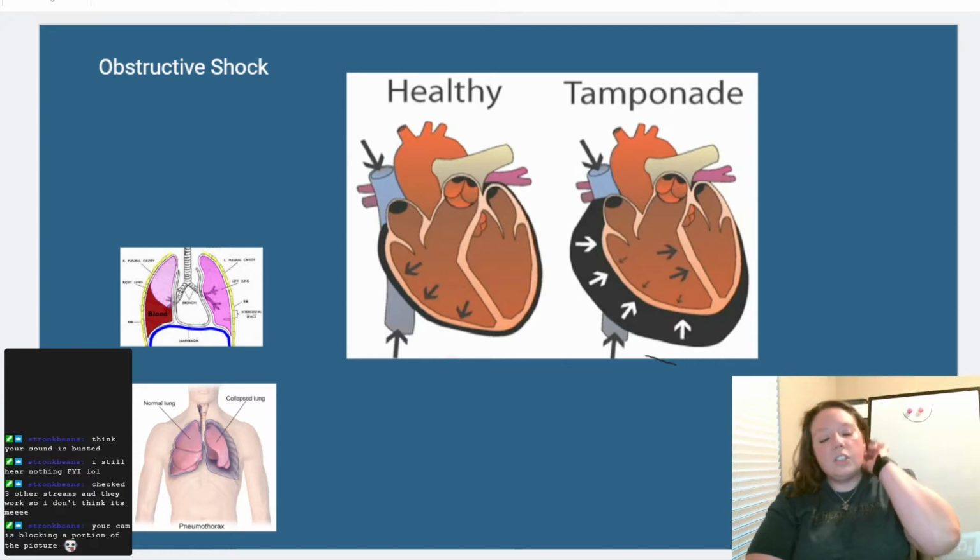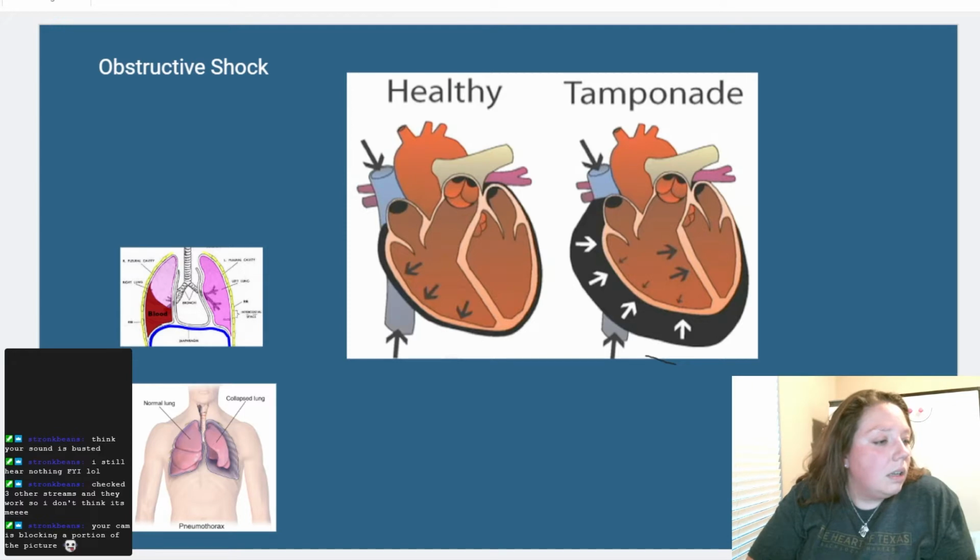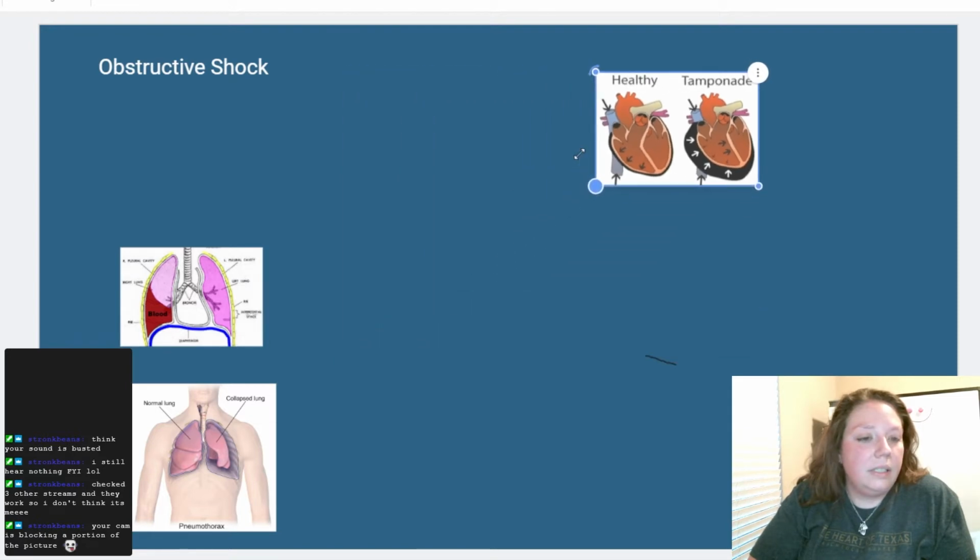All right, two other types of obstructive shock. I'm going to make this smaller so we can see the other pictures.